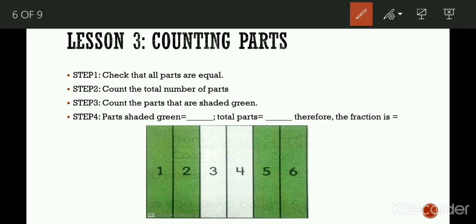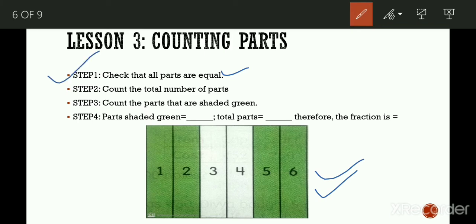So see this example. We are going to find out the fraction for this specific example. Okay. Now, step 1 is check that all parts are equal. Okay, let's check. So how many parts are there? 1, 2, 3, 4, 5, 6. Cool. And all the parts, yes, they are equal. Checked. Right? Now let's move to the next step.